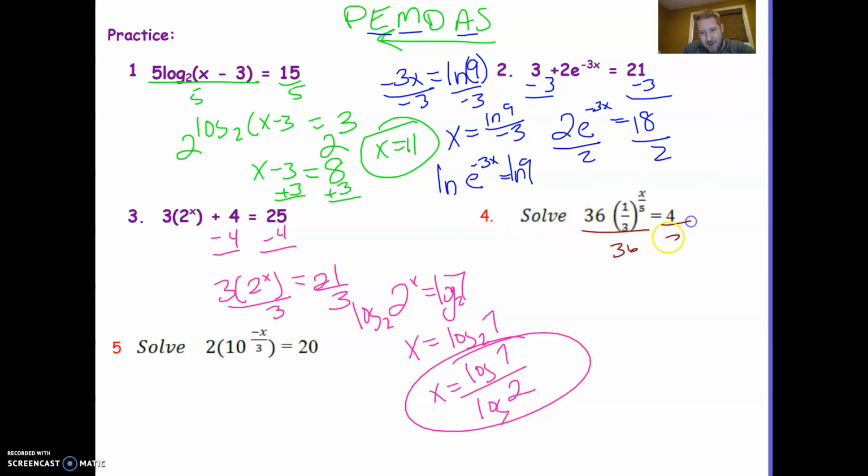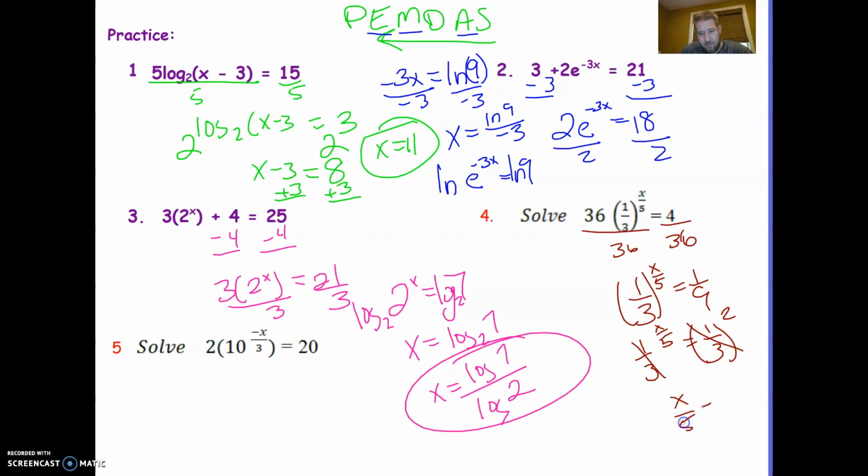Divide both sides by 36 first. So that gives me 1/3 to the x over 5 power equals 4 over 36. So that's 1/9. Now 1/9 can be converted to base 3. So 1/9 is really 1/3 squared, and now we have the same bases. So x over 5 equals 2. Multiply both sides by 5, and x equals 10. Not a log function, so I don't need to worry about extraneous.